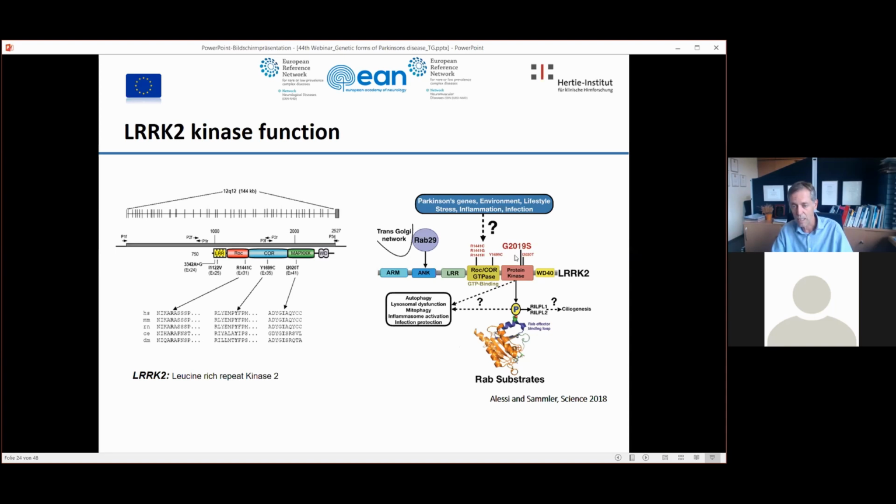So that's the G2019S mutation here, but there are other mutations in the LRRK2 gene that cause an increase of the kinase activity that phosphorylates these RAP proteins. So it's an overactivity. That's why it's called a gain of function. It's a gain of the kinase function.